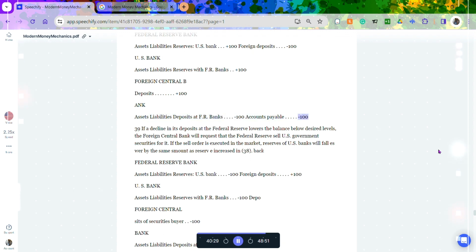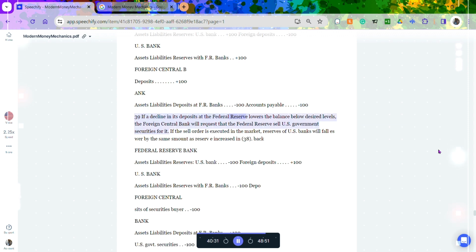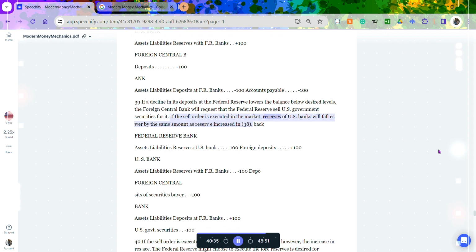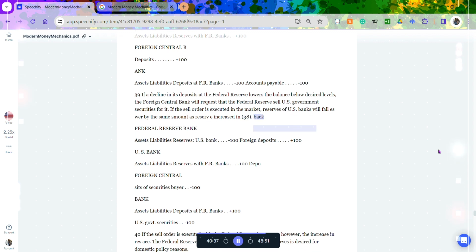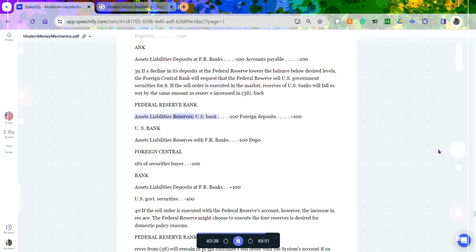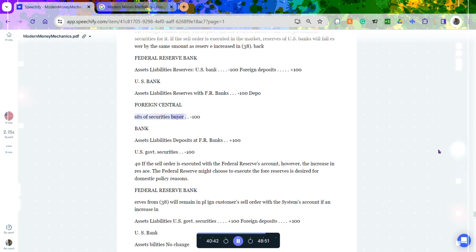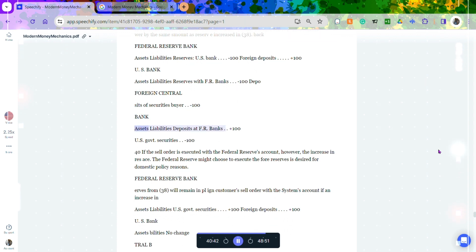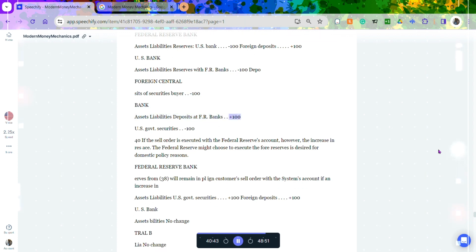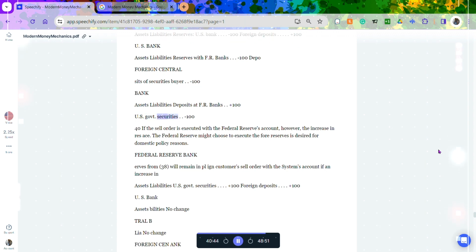39. If a decline in its deposits at the Federal Reserve lowers the balance below desired levels, the foreign central bank will request that the Federal Reserve sell U.S. government securities for it. If the sell order is executed in the market, reserves of U.S. banks will fall by the same amount as reserves increased in 38. Federal Reserve Bank: reserves, U.S. bank, minus 100; foreign deposits, plus 100. U.S. bank: reserves with FR banks, minus 100; deposits of securities buyer, minus 100. Foreign central bank: deposits at FR banks, plus 100; U.S. government securities, minus 100.